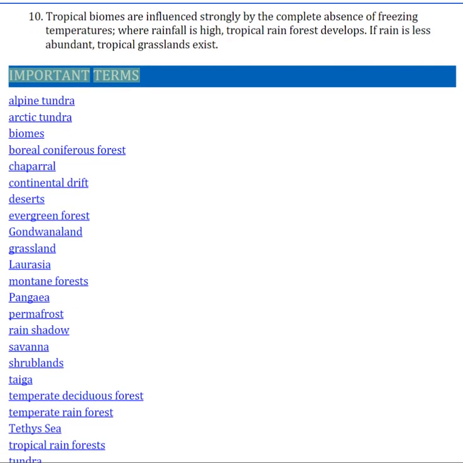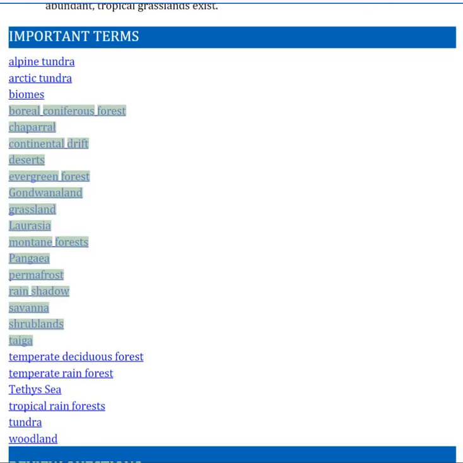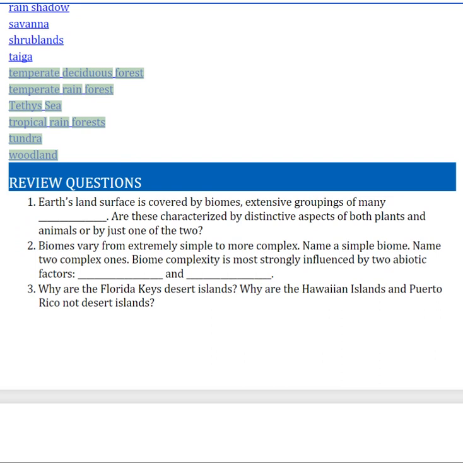Important terms. Alpine tundra, Arctic tundra biomes, boreal coniferous forest, chaparral, continental drift, deserts, evergreen forest, Gondwanaland, grassland, Laurasia, montane forests, Pangaea, permafrost, rain shadow, savanna, shrublands, taiga, temperate deciduous forest, temperate rainforest, Tethys Sea, tropical rain forests, tundra, woodland.